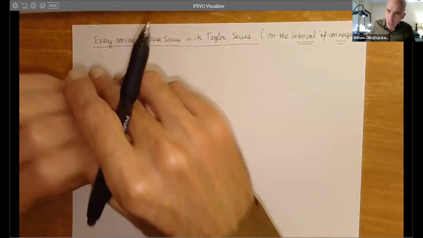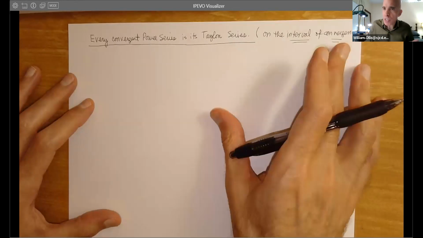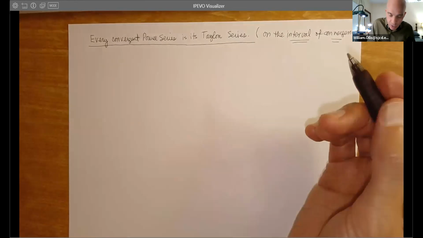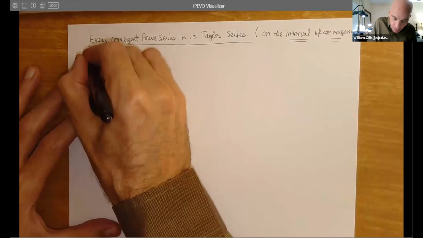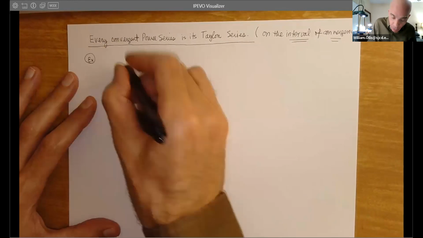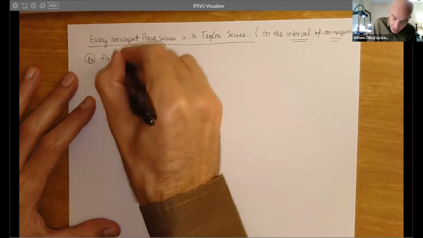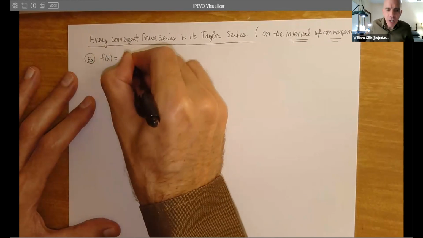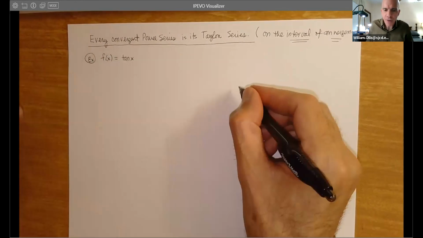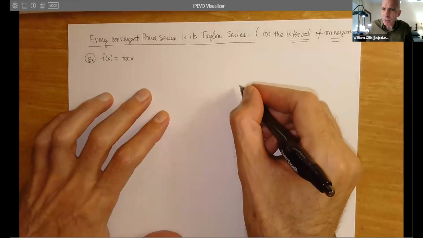But say we're just thinking, okay, we're just going to compute some Taylor coefficients. So for instance, here's an example, and this is a fun example. Say we have f of x equals tangent x, not arctangent. And we know that the calculus of the tangent function is not fun. It's no good to us.